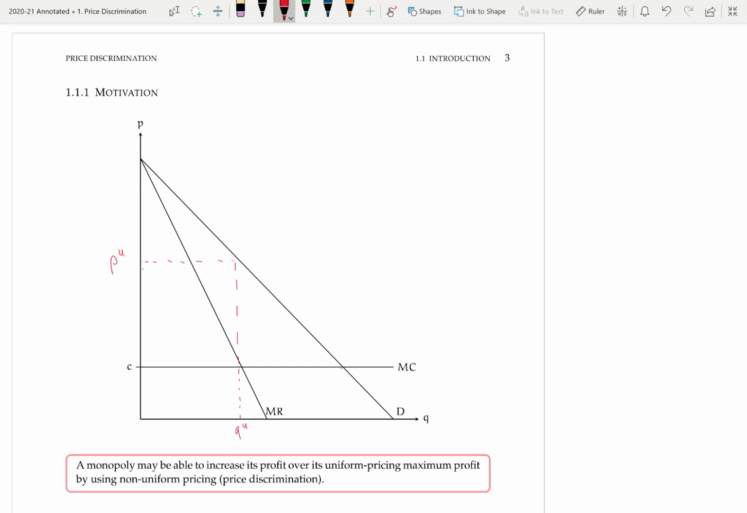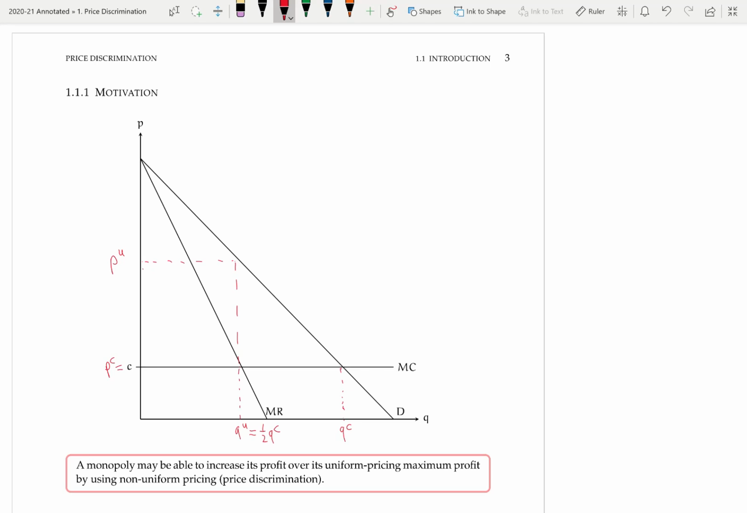Let's also mark off the competitive quantity, or the welfare maximizing quantity, because we know that perfect competition maximizes welfare. Under perfect competition, the price is going to be equal to marginal cost. So the competitive price is equal to marginal cost, and the competitive quantity is where the marginal cost curve crosses the demand curve here at QC. Now, one fact that's going to be useful later on is that QU is half QC. So the uniform quantity of a monopolist is half the competitive quantity.